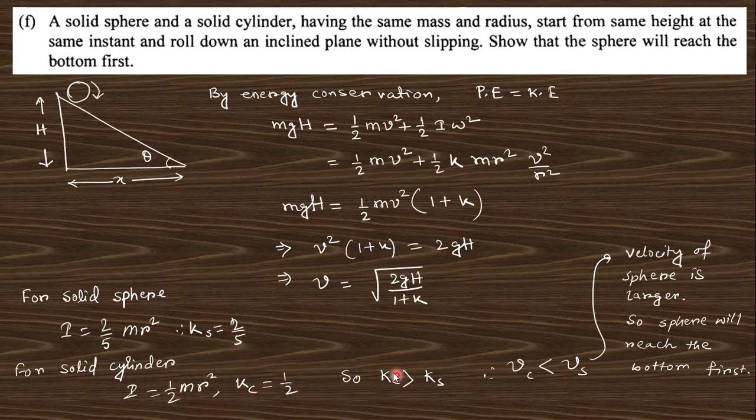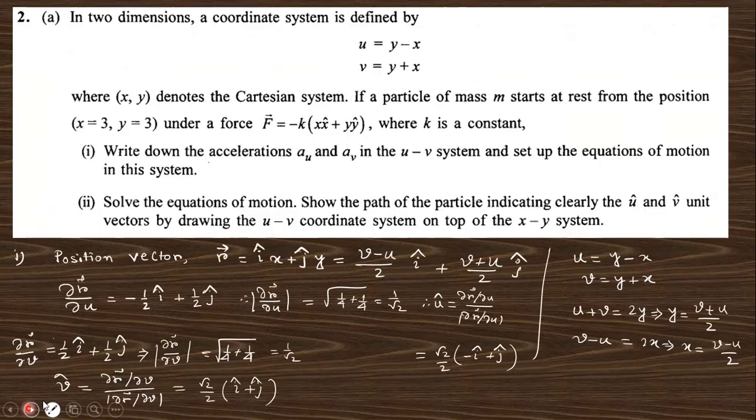So you can see here for the cylinder this constant is higher, and since k is higher the velocity will be lower. That's why the velocity of the cylinder will be lower compared to the solid sphere. Since the velocity of the sphere will be larger, it takes lower time, so it will reach faster. Clear? So that's why the solid sphere will reach faster compared to the solid cylinder. Go to the next question.